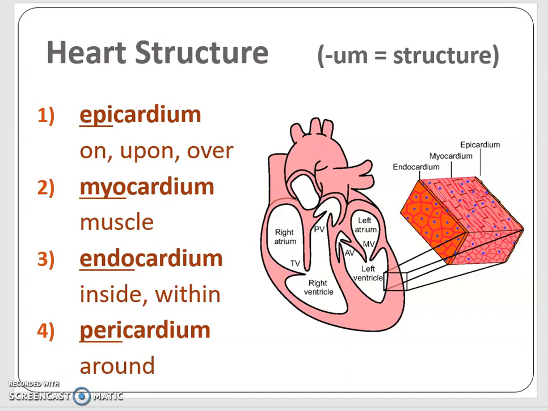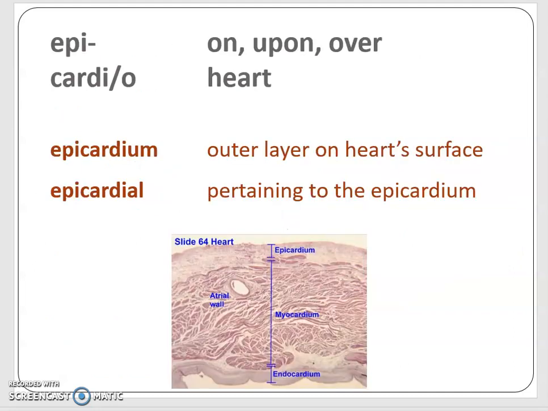Now let's actually talk about heart structure and the layers. First thing we're going to talk about is the epicardium. Epi means up or on, upon, or over, and cardio, heart. And of course, once again, structure. Epicardium is the outer layer on the heart's surface. So if you actually could see a human heart, if it were sitting in front of you, what you'd be looking at would be the epicardium of that heart.